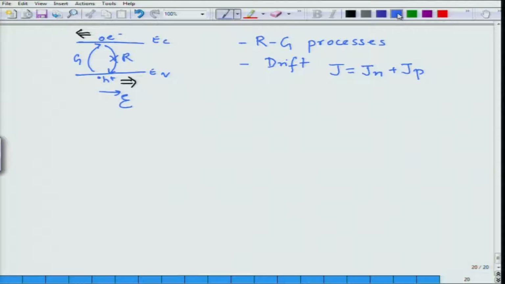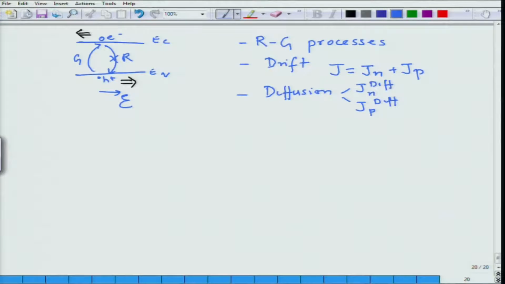Similarly, we also learned that if you do not have uniform carrier concentration in the device, then we will also have a diffusion process, which would also lead to current due to diffusion, and again this will be due to electrons and due to holes.